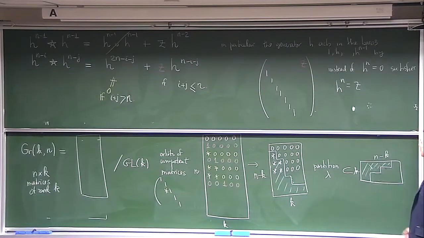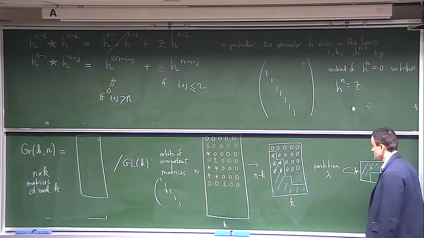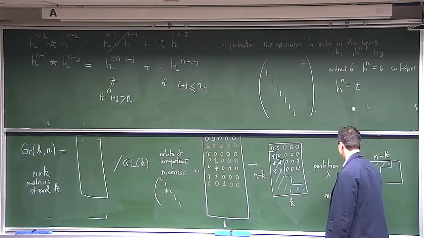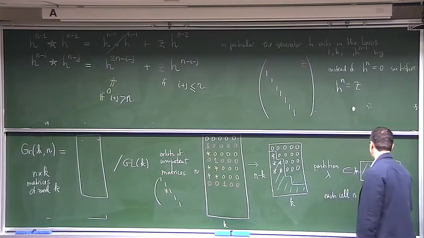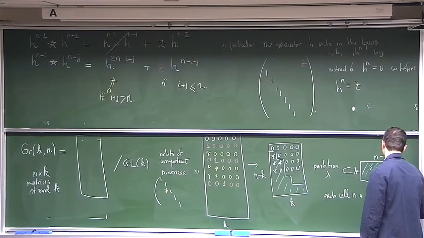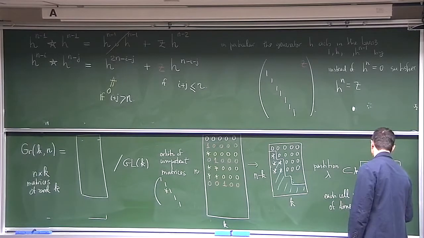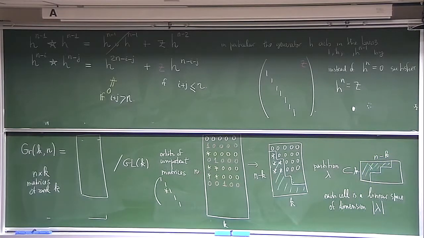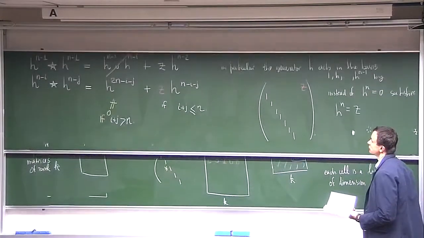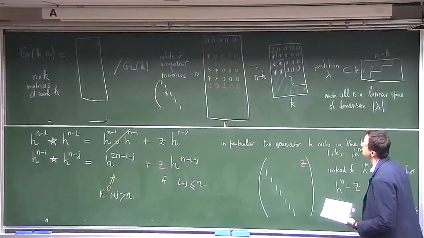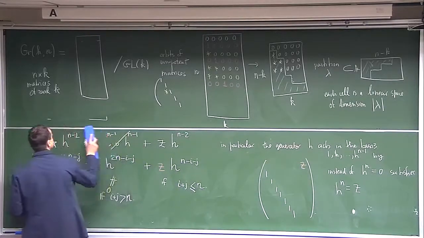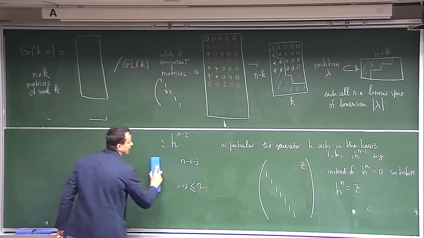This is my lambda. So this has a cell decomposition indexed by partitions that fit inside a k by n minus k box. Each cell is a linear space of dimension the number of boxes in this partition. This is one description, and it gives you an additive description of the homology.